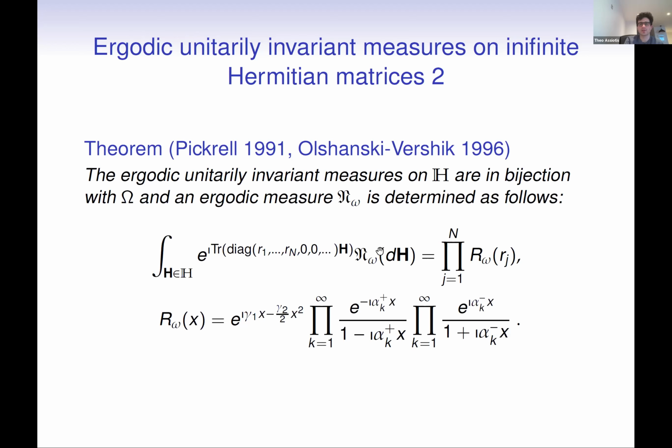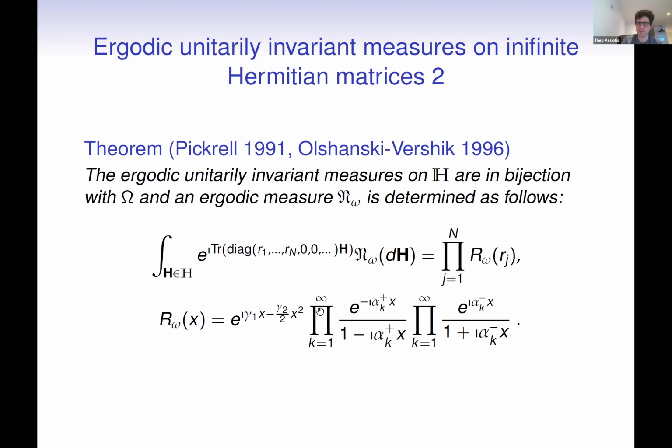And then an ergodic measure on H is determined through its Fourier transform as follows. We take the Fourier transform, so you're testing this against some kind of diagonal matrix, r1 through rn, and H is random. This is given explicitly as a product, depending on how many diagonal elements you have, j equals 1 up to n, of this function r omega, where this little omega is in this big omega, and this has this explicit expression here.